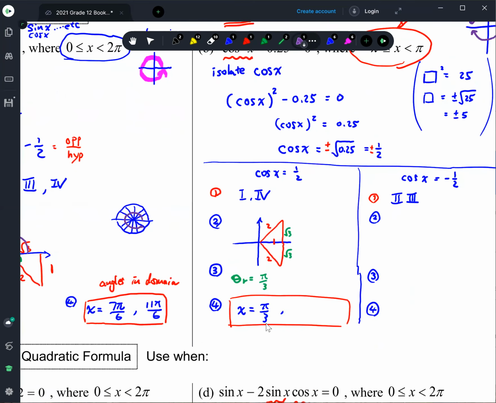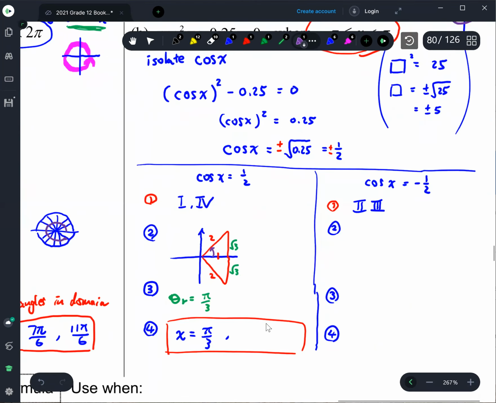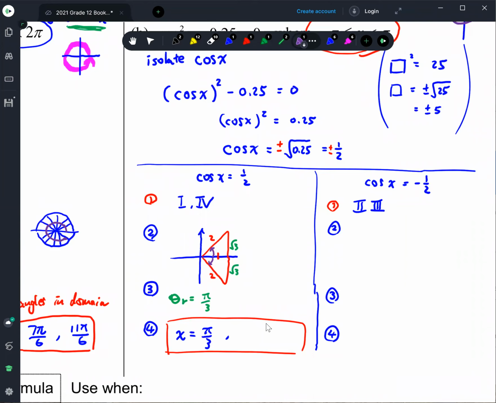So if you go up, it will be this one. That's the pi over 3. If you go down, that's the second angle we want to find. Negative pi over 3. Yeah, so the other one will be negative pi over 3, okay?